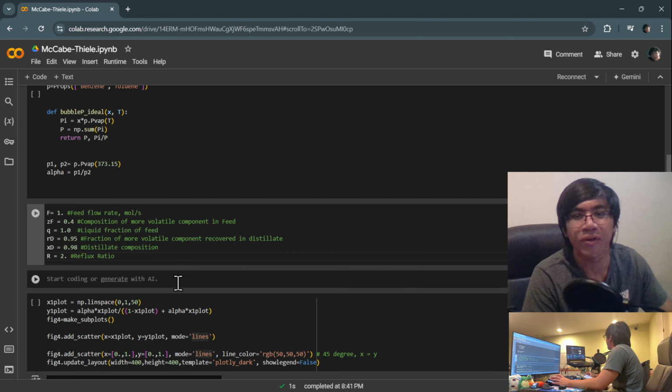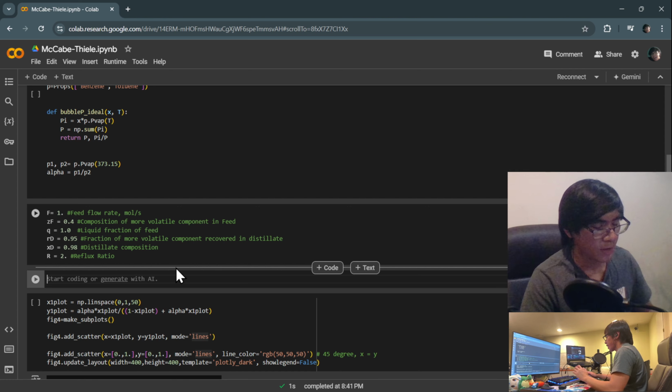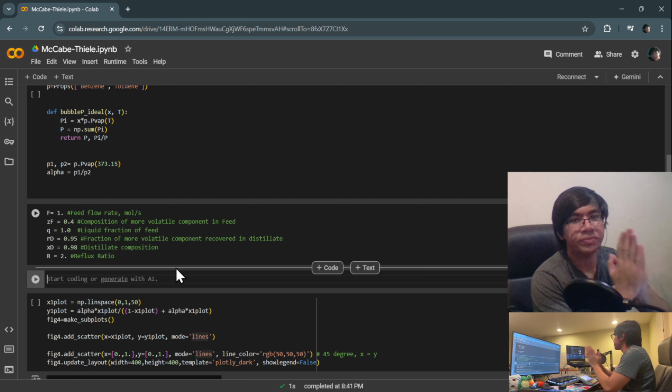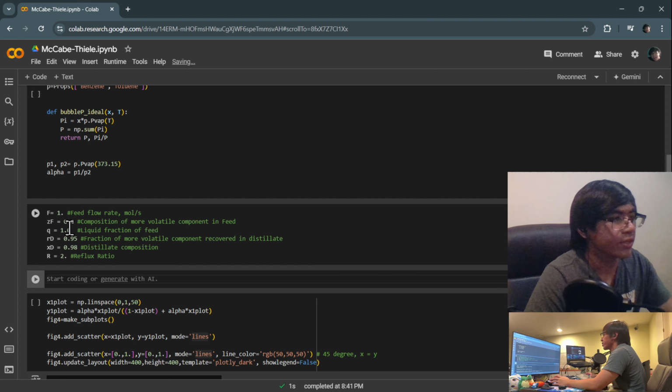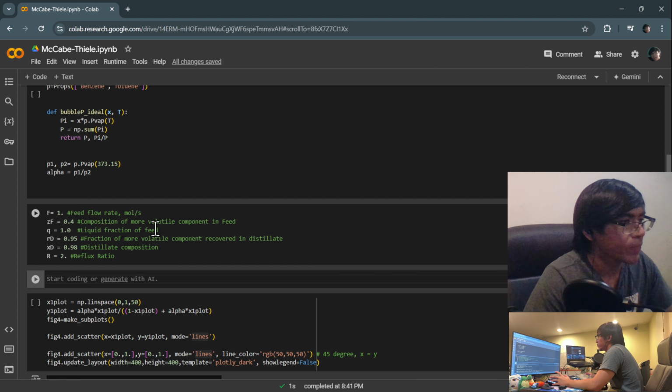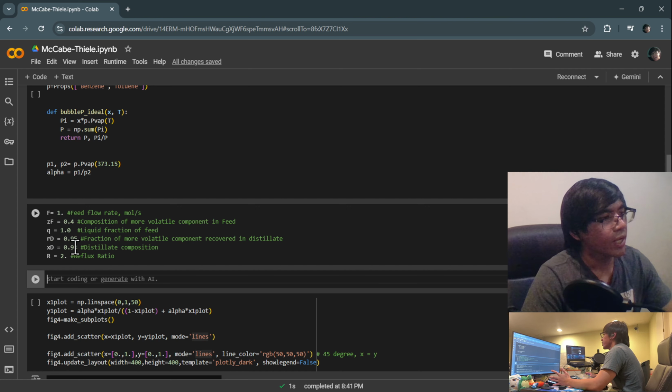Well, right now, as we code out our series of flow rates and what we need in our distillation column, what I have here is just the feed defined, and then the composition z, as I've been writing in all my equations, that's the composition of the more volatile component. And q, remember, is the liquid fraction.